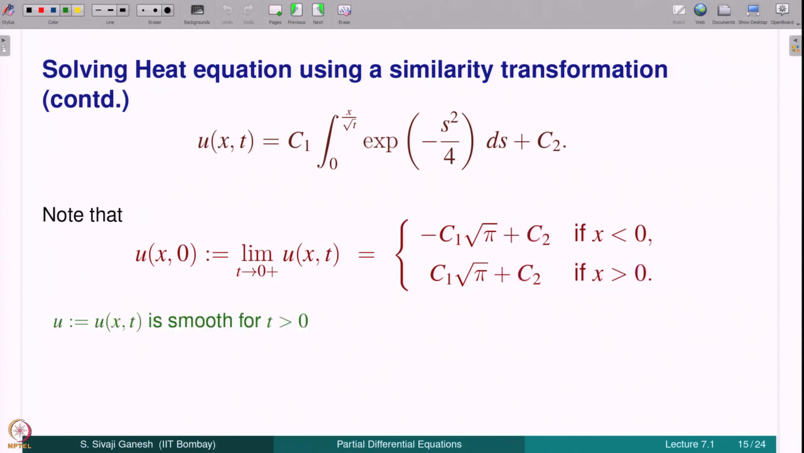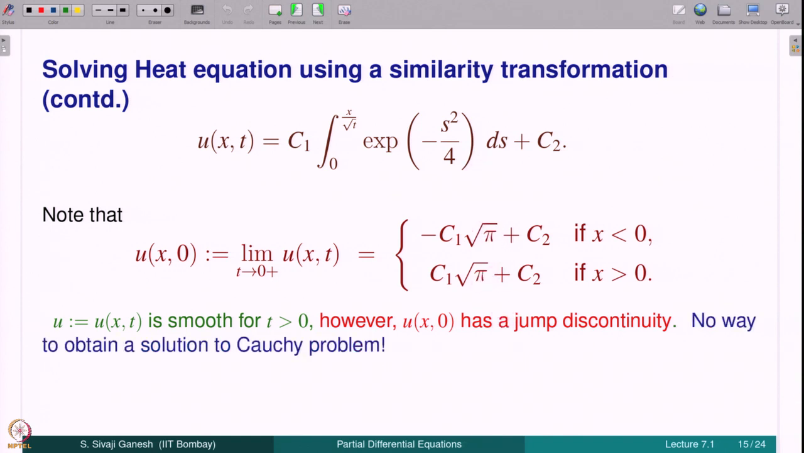Now, u of x, t given here is a smooth function for every t positive. Only at t equal to 0 there is some issue. If t is positive, it is an indefinite integral of a nice function, a smooth, C infinity function. So, u is smooth; there is no problem for u. However, u of x, 0 has a jump discontinuity, so there is no way to obtain a solution to our Cauchy problem.